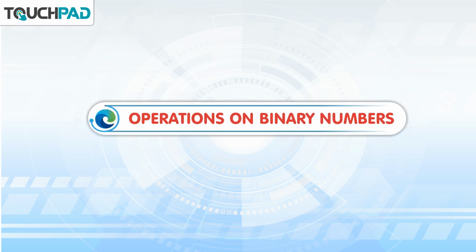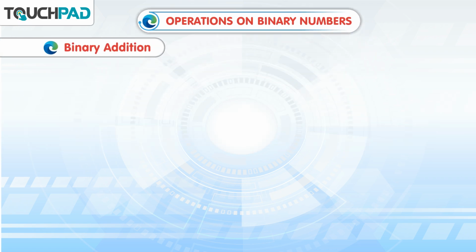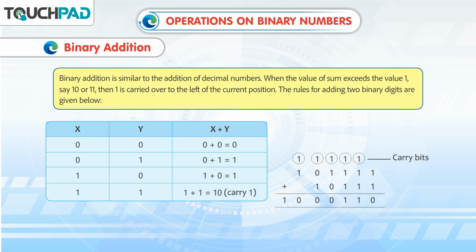Operations on binary numbers. Binary addition. Binary addition is similar to the addition of decimal numbers. When the value of the sum exceeds the value 1, say 10 or 11, then 1 is carried over to the left of the current position. The rules for adding two binary digits are given below.